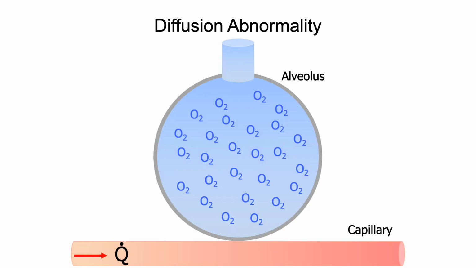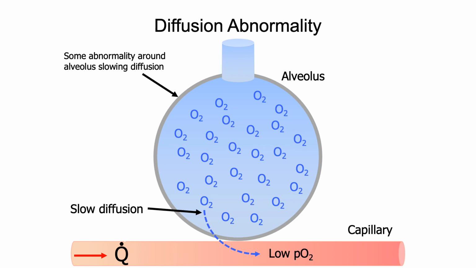In this image, we are using a gray border around the alveolus to represent some abnormality that is slowing down diffusion. And we can show that with a dotted line, oxygen slowly diffuses from the alveolus to the blood.